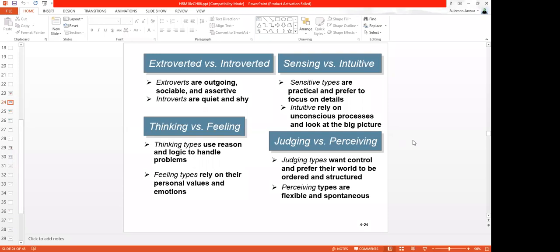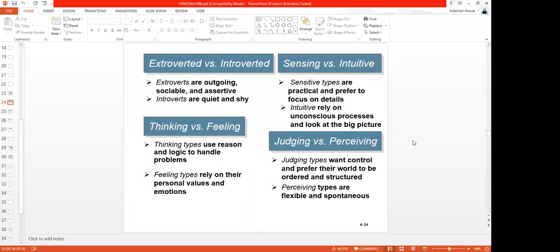Then we can look at the combination of thinking versus feeling. Thinking types use reason and logic to handle problems, whereas feeling types rely on their personal values and emotions. When we look at judging or perceiving, judging types want control and prefer their world to be ordered and structured, whereas perceiving types are flexible and spontaneous.